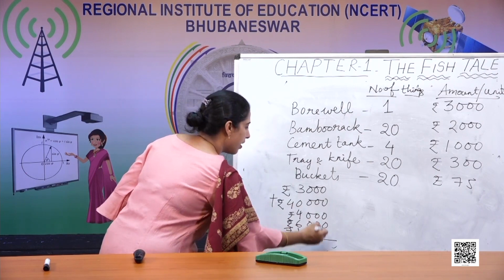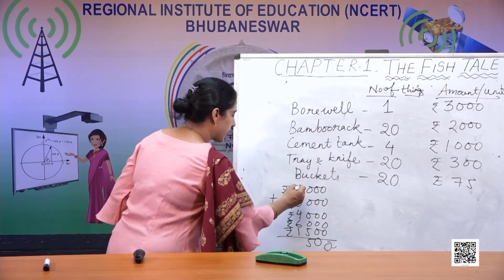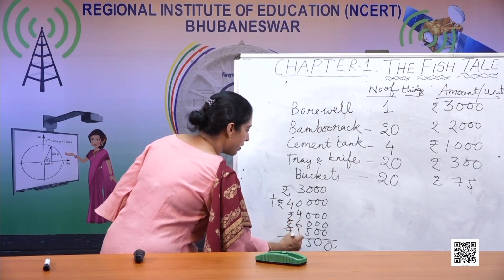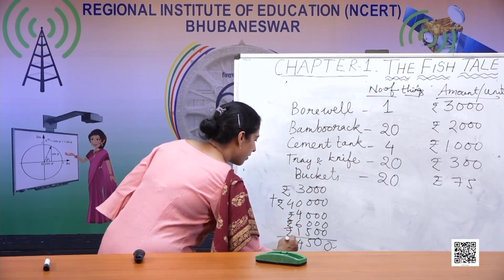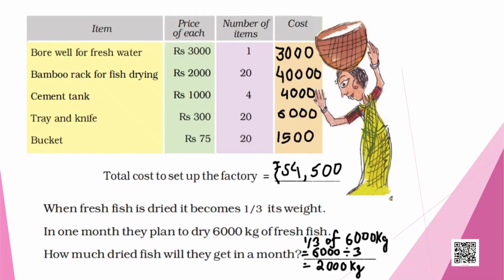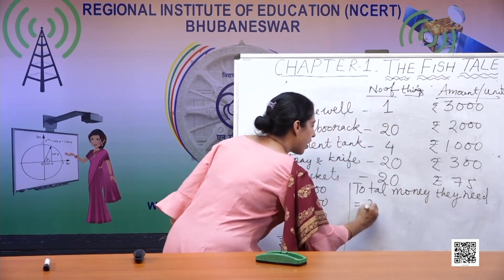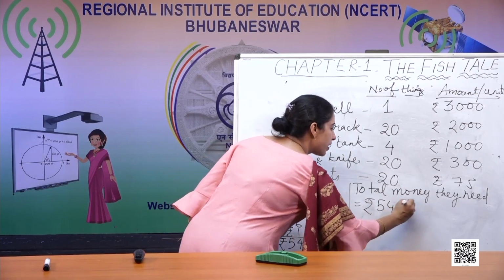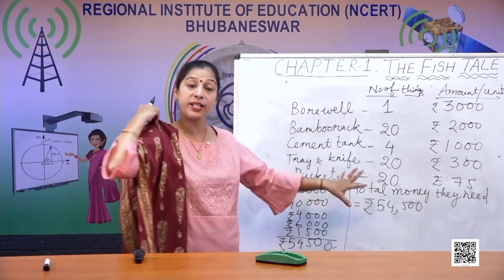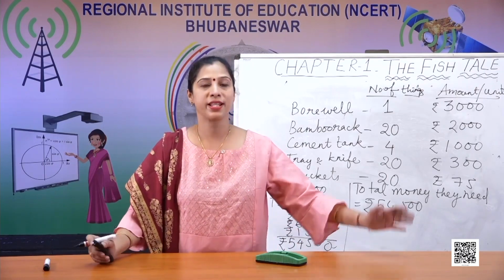0, 0, 5, then 4 plus 3, 7, 7 plus 1, 8, plus 6, 14, so 54,500. So the total money they need is 54,500, which is much less than the money they have saved in their bank. So can they start a factory? Of course they can start a factory very nicely.